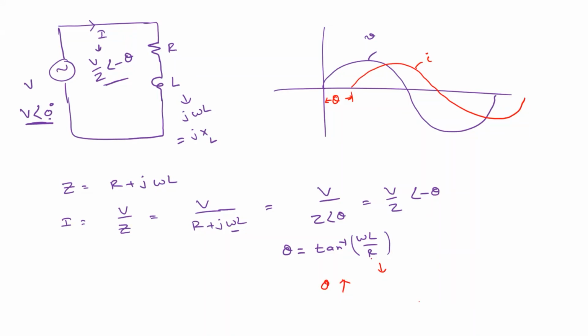Okay. So same substitute here: if you substitute resistance R equal to 0, if it is a pure capacitor circuit, then tan inverse of infinity will be pi by 2. So that will be pi by 2.